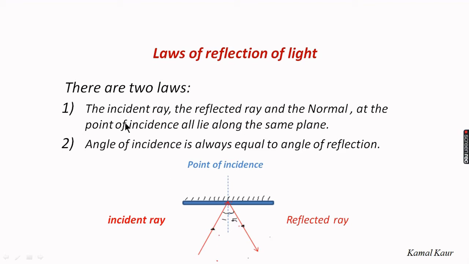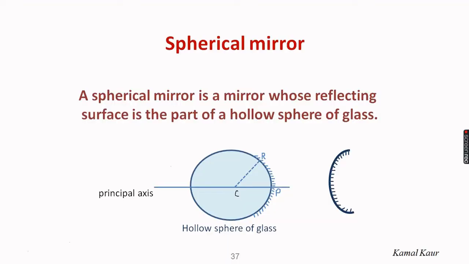Now these laws are: incident ray, reflected ray, and normal, at the point of incidence, all lie along the same plane, and angle of incidence is always equal to angle of reflection. In this video we will be studying about spherical mirrors, and spherical mirrors too follow these two laws. First we will see what is a spherical mirror.